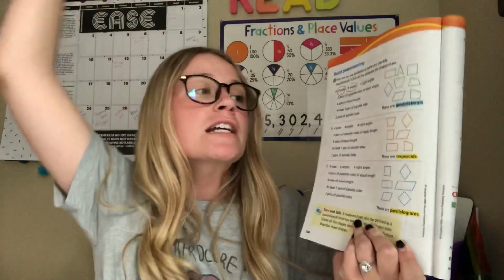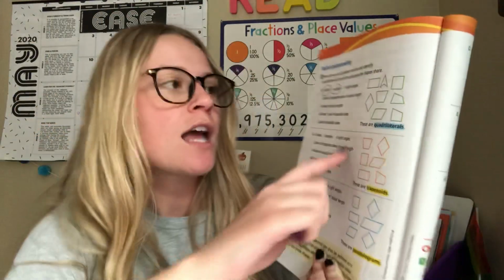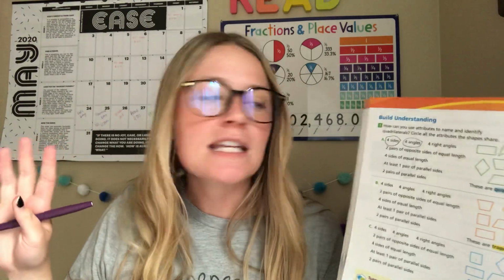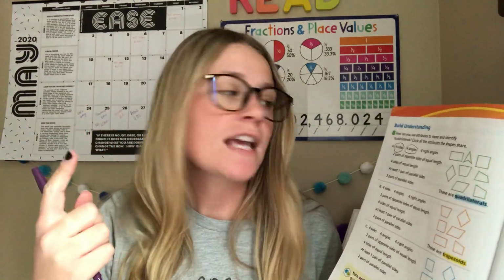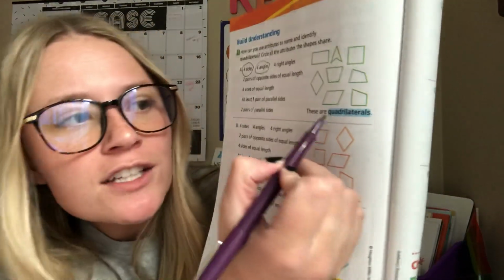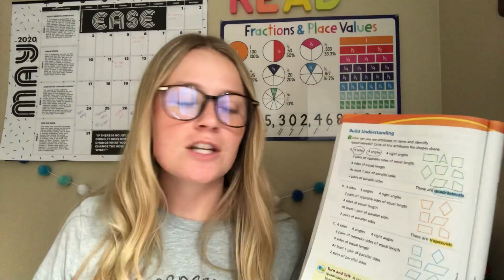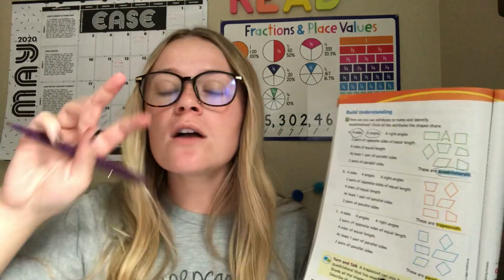So this is very broad, right? All the requirements is that you have to have 4 sides and you have to have 4 angles, and you are a quadrilateral. That's it. That's the definition. Okay, so let's dig a little deeper.